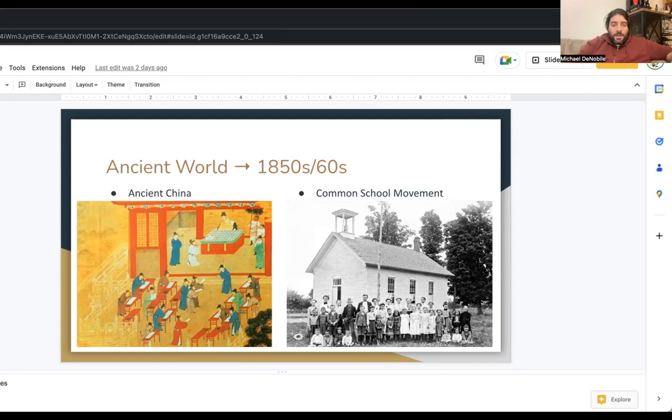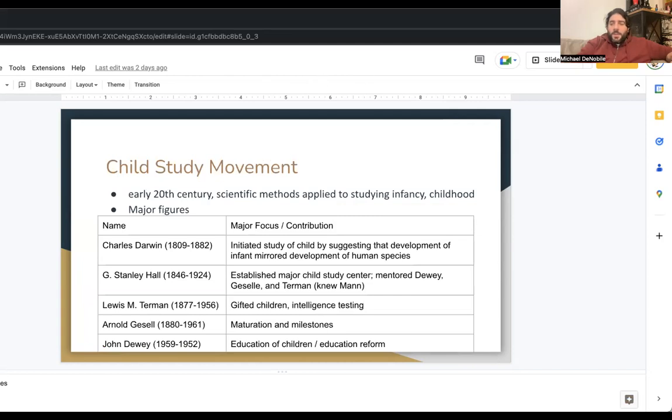While this is happening, we also have the scientific revolution happening in the early 20th century. In the late 19th, early 20th century, scientific methods are being applied to the study of infancy and childhood. So we got to go back to Charles Darwin.